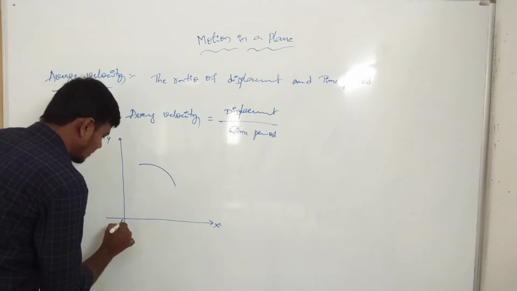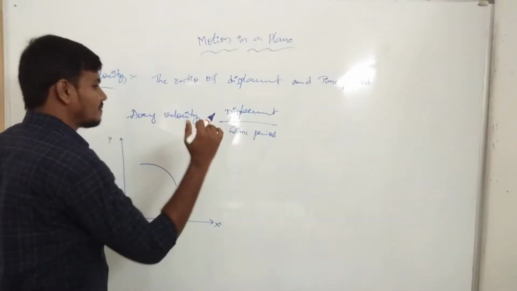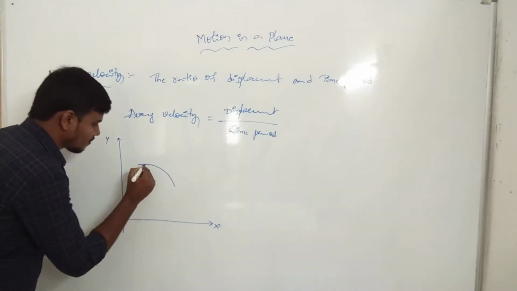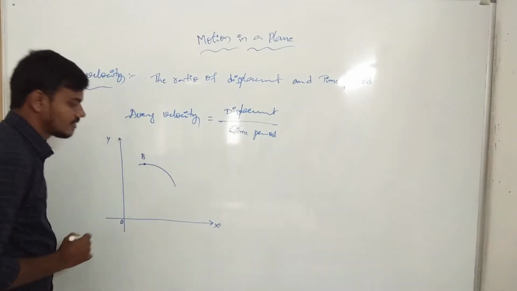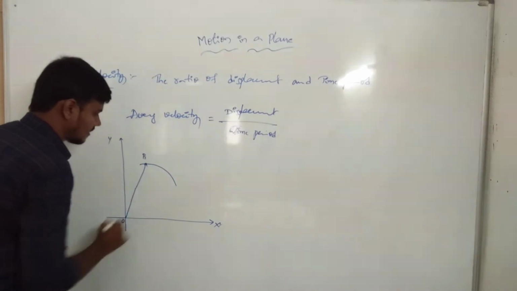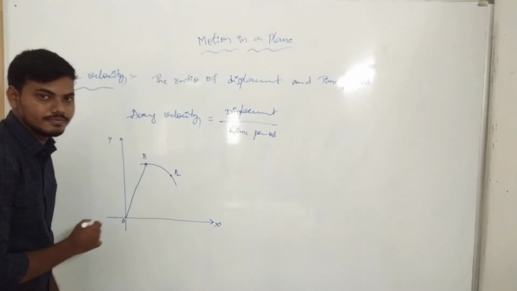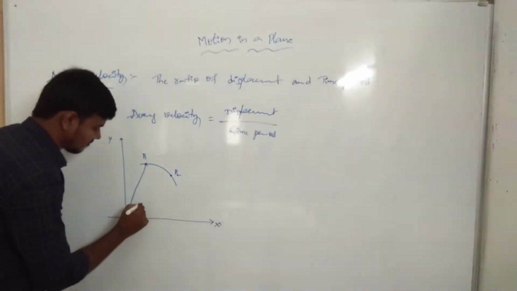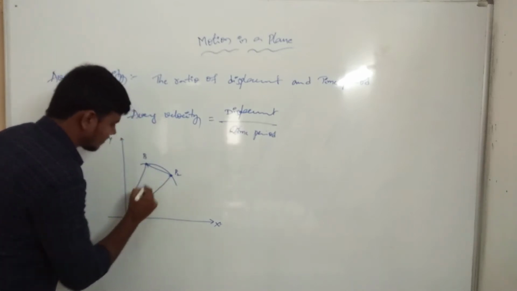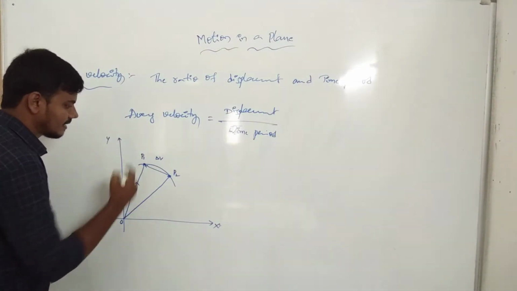This is the origin point O. Velocity means displacement, and displacement means position, so we can represent the position by a point on this curve. The first position we take as P1, and this is the direction. The second position is P2. These two positions give us delta v.